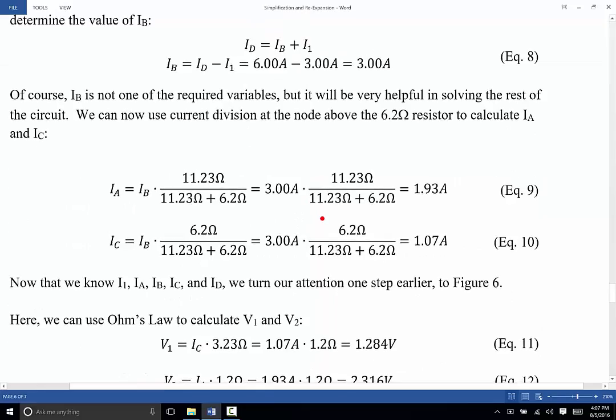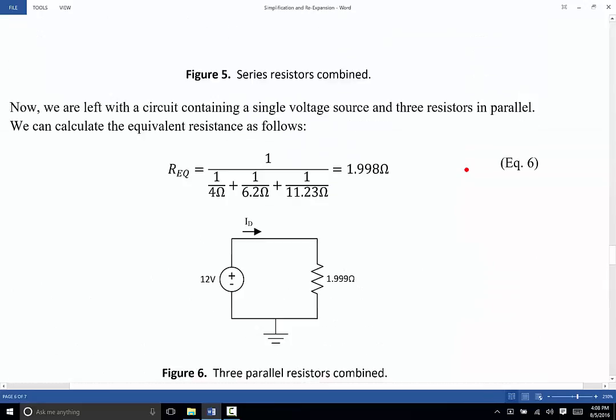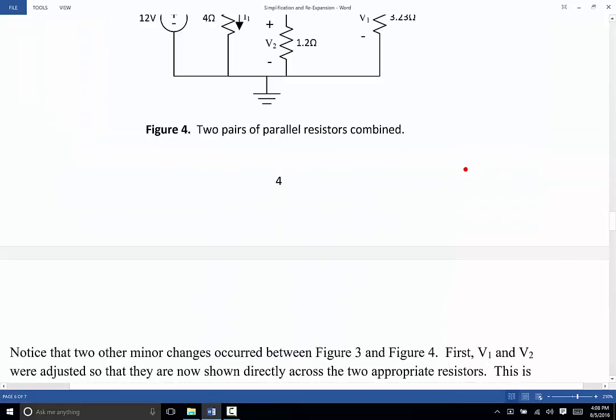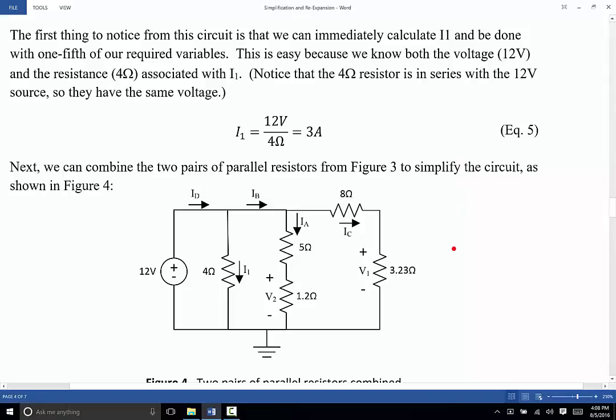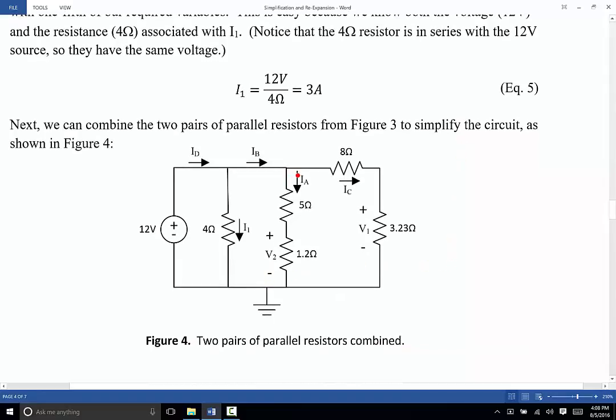Here you can see that I calculate them. They do add up to 3 amps, and I sub A is larger than I sub C. So I actually have now found I sub 1, I sub A, I sub B, I sub C, and I sub D. And now I'm going to go back up one step earlier. So I'm going to go back up one figure earlier to this figure right here, figure 4. So I now know I sub A. I know the current that's flowing down here, and I know the resistance, so I can calculate V2. And over here, I know I sub C. I know the current flowing down, and I know the resistance, so I can calculate V1.